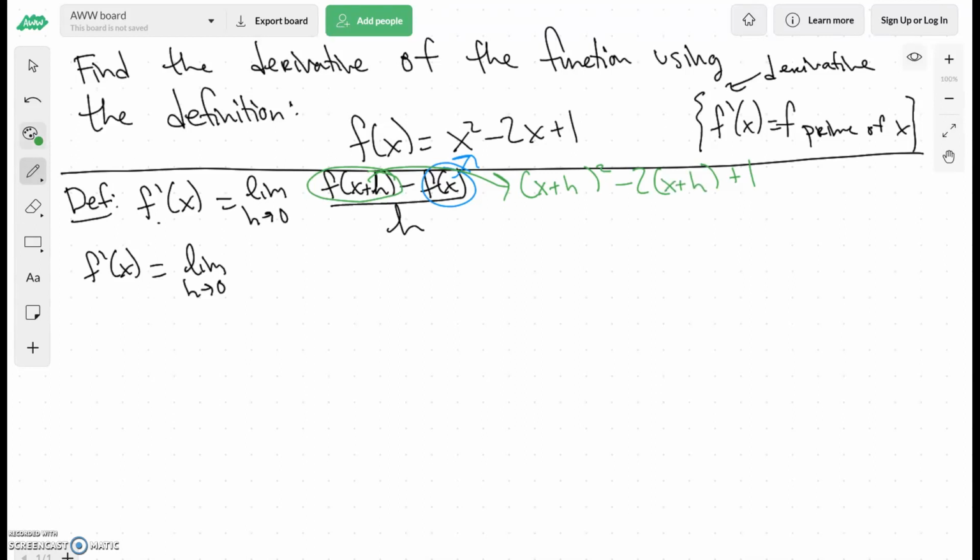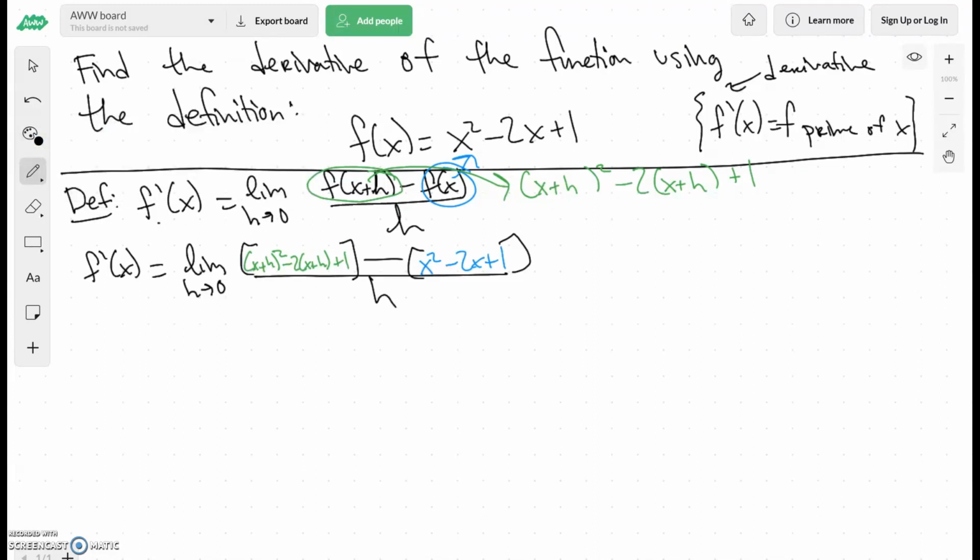Okay, so now let's go ahead and plug this in. So in the green part, I'm going to have x plus h, whole quantity squared, minus 2 times x plus h, plus 1. Okay, and in the blue part, I'm going to have this thing, which was just x squared minus 2x plus 1. So notice that the only difference that the blue and the green have is that this one has an x plus h on the inside. This one doesn't. It just has a regular x. And now on the bottom, I just have an h.